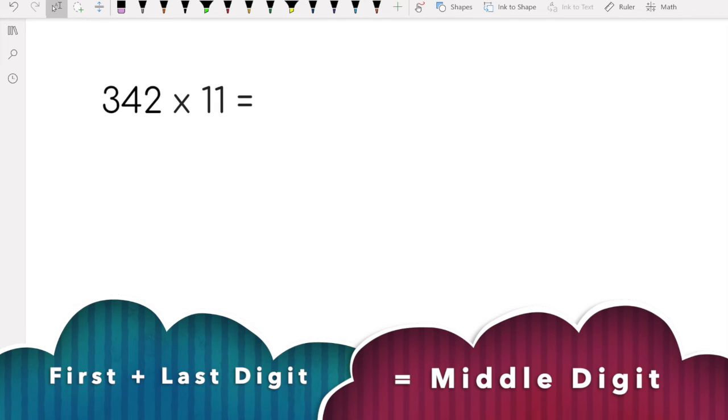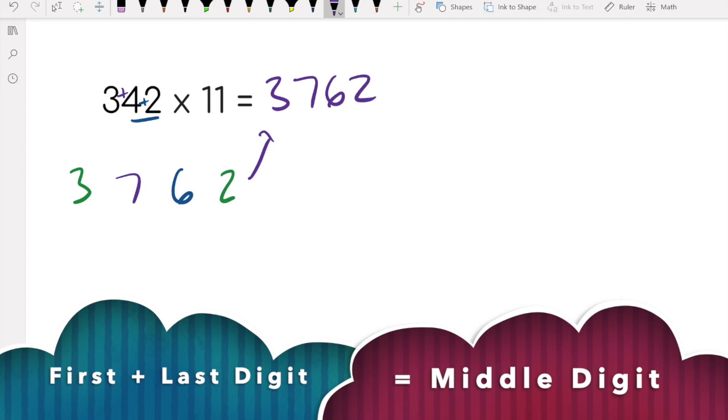Okay, now we have a legit 3-digit number here. Guess what? This trick still works. So I'm going to space the numbers out. So 3, 4, and 2. And actually I'm going to space them a little bit differently. I'm just going to put the 3 and 2. What you do is you do 4 plus 2. 4 plus 2 is 6. And then you do 3 plus 4. 3 plus 4 is 7. And that is my final answer, 3,762.